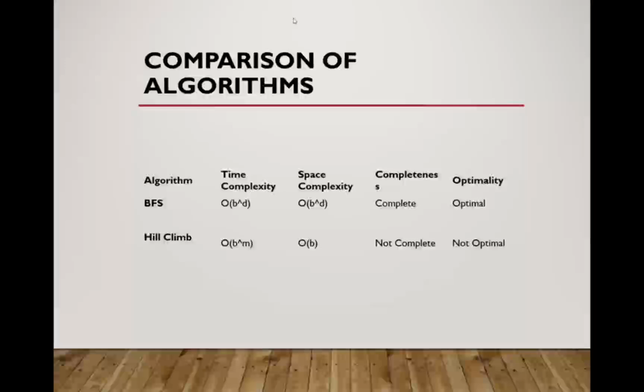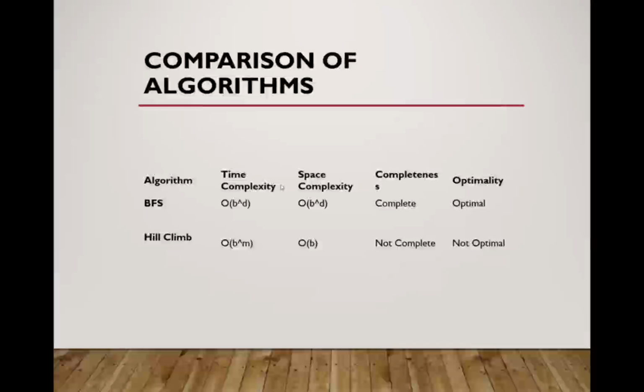Now let's compare the two algorithms we applied to the Tower of Hanoi problem, breadth first search and hill climbing. So BFS has a time complexity of O of b power d and the same order for space complexity, which means it can get very costly in terms of memory. But BFS is both complete and optimal. So if there is a solution, it will definitely find it and it will be the best one. And on the other hand, hill climbing is much faster with O of b power m time complexity and O of b space complexity, but it is not complete and not optimal. This means it may fail to find a solution or may give us a suboptimal one.